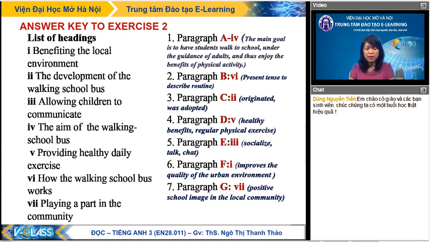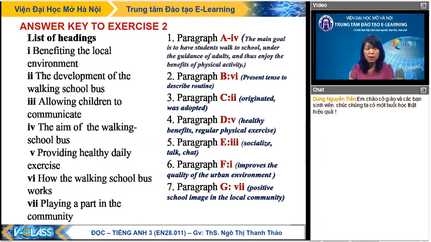You see the key point here, or the evidence we can find in paragraph A. The main goal is to help students walk to school under the guidance of adults and thus enjoy the benefits of physical activity. So it is the aim of the walking school bus. So A goes with 4. What about paragraph B? The heading here is number 6.